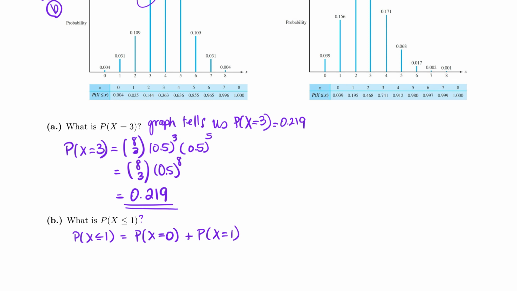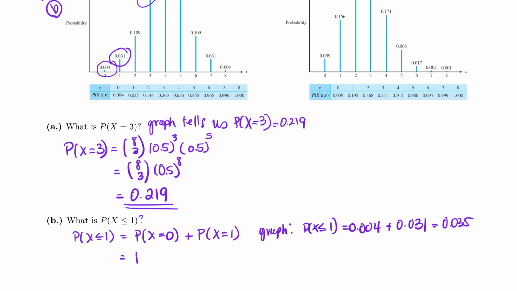From the graph, we would say that that is the probability that x equals 0, which is 0.004, plus the probability that it's 1, which is 0.031, for a total of 0.035. So when we use the formula, it should add up to give us the same result.